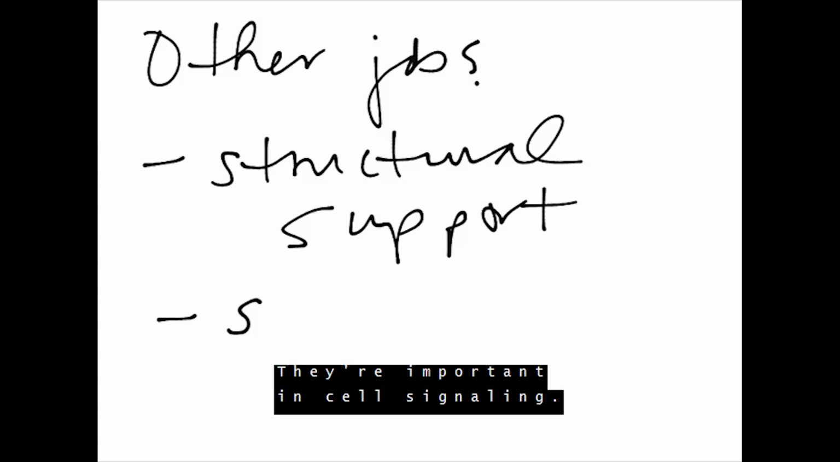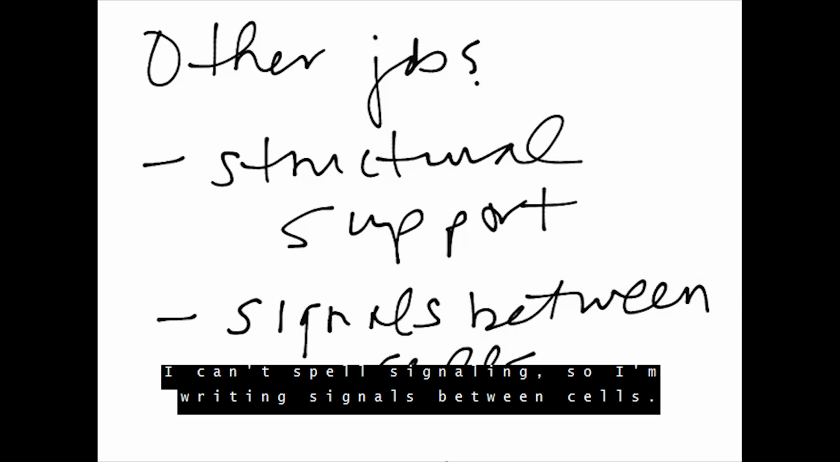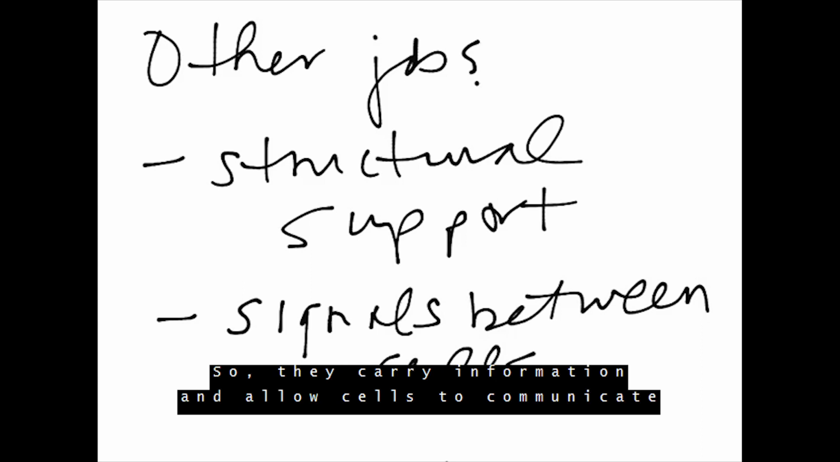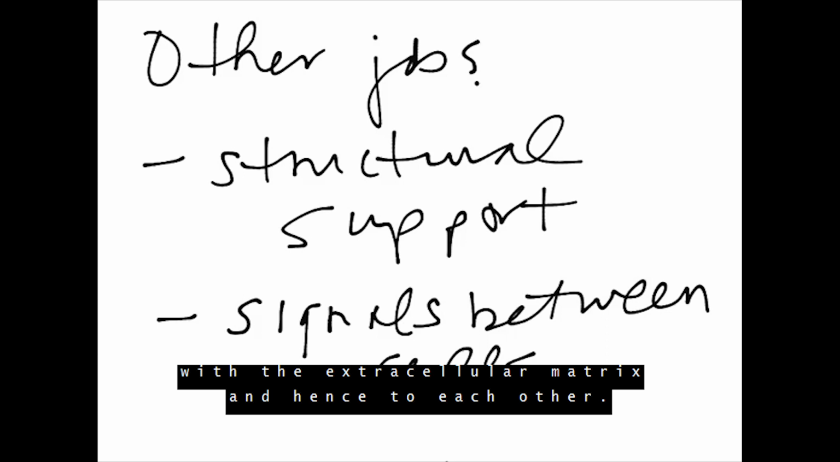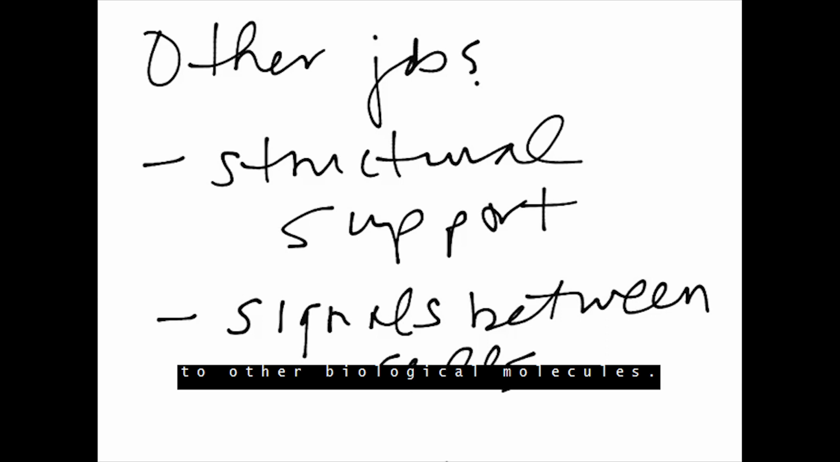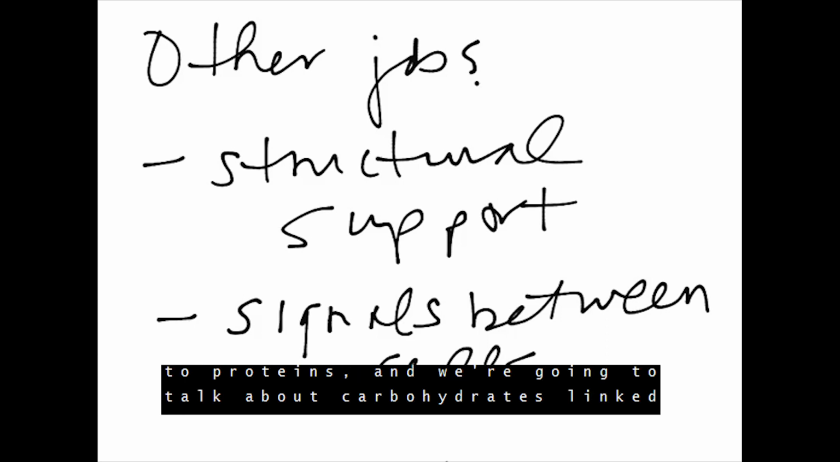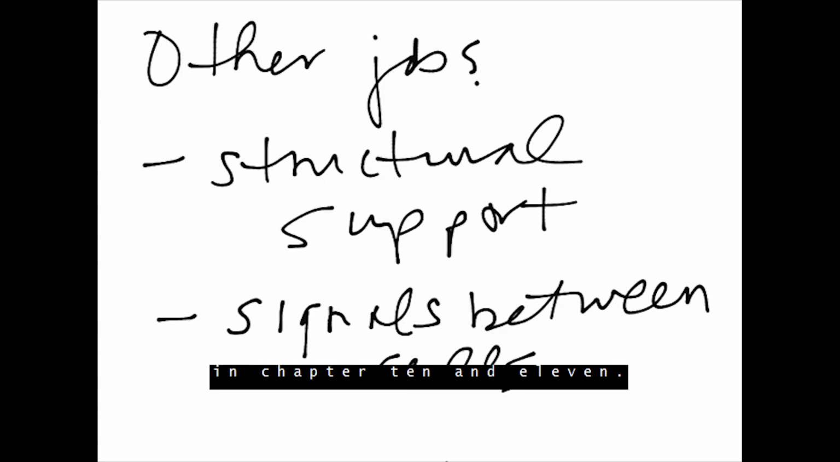They're important in cell signaling. I can't spell signaling, so I'm writing signals between cells. They carry information and allow cells to communicate with the extracellular matrix and hence to each other. And in this role, they're often linked to other biological molecules. So we're going to talk about carbohydrates linked to proteins, and we're going to talk about carbohydrates linked to lipids, which are fat molecules, and coming up later in chapter 10 and 11.